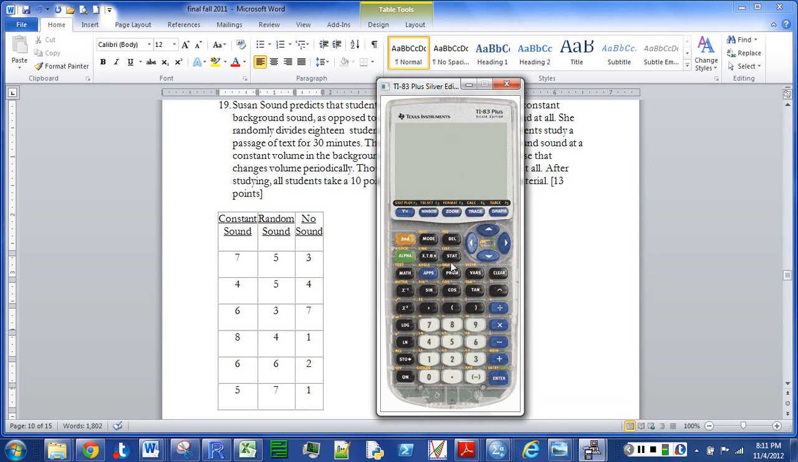So I'm going to hit Stat, Edit, and I'm just going to enter the numbers that are in the ANOVA problem into lists 1, 2, and 3 on my calculator.